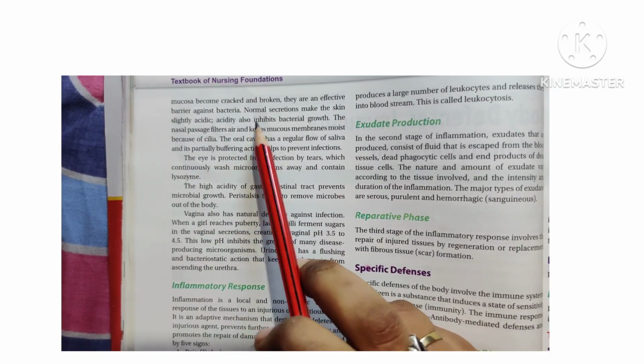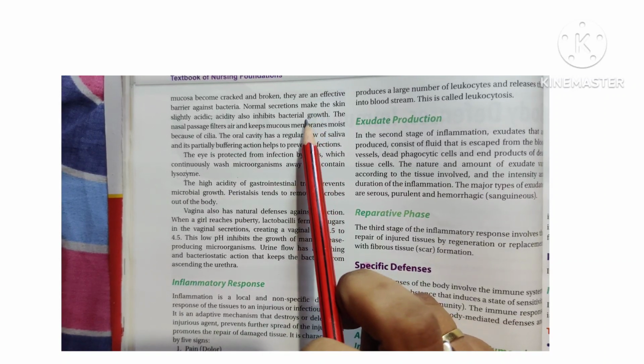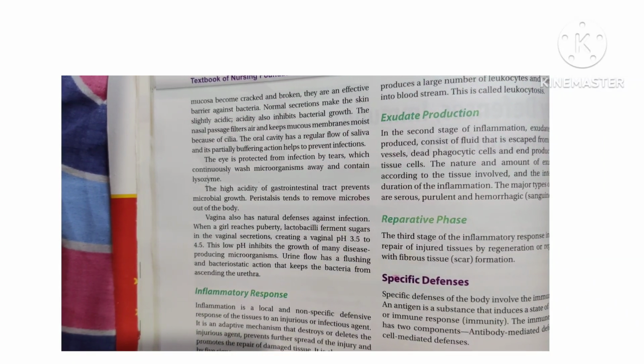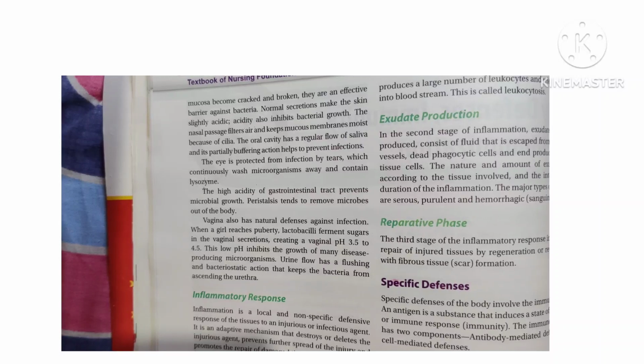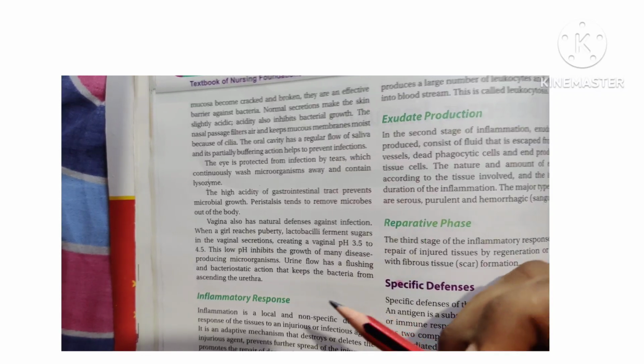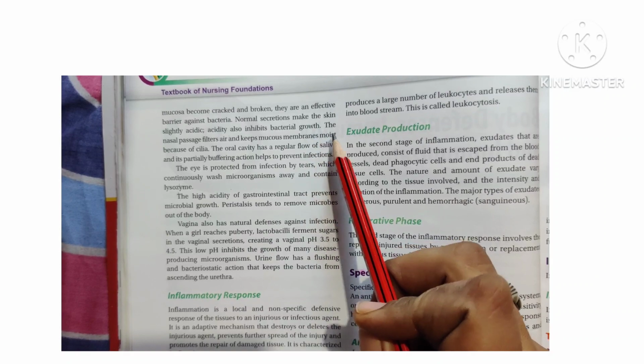Acidic environment inhibits bacterial growth. Secretions like tears, saliva and vaginal secretions are all acidic in nature. The best example is vaginal secretions, which contain lactic acid. All of this is going to inhibit the growth of many bacteria. The acidic environment will be inhibiting the growth of many bacteria.